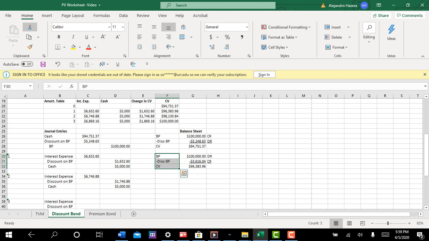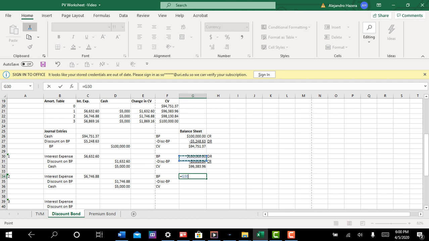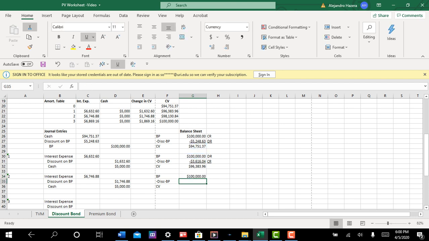Now we just have to copy down the balance sheet to see what we have here. And let's just put this up one more time. The bond payable is still 100,000.